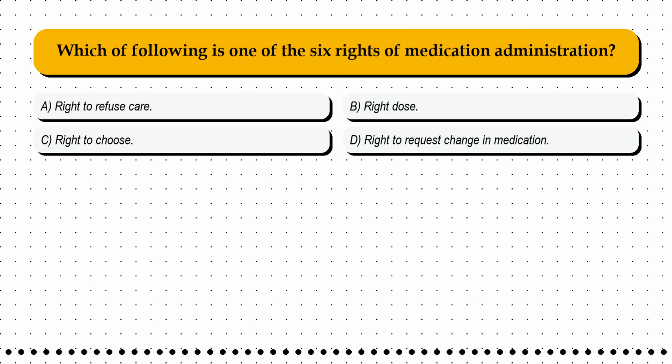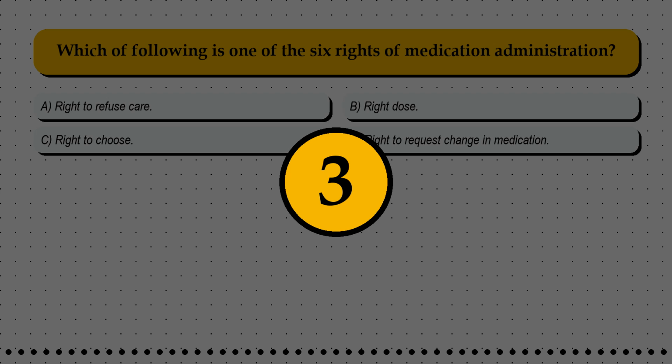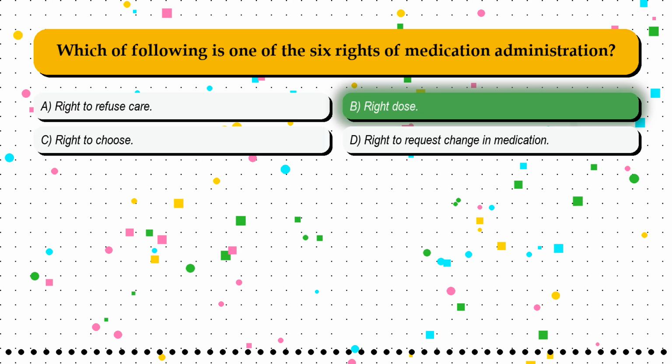Question 322. Which of the following is one of the 6 rights of medication administration? Option A, right to refuse care. Option B, right dose. Option C, right to choose. Option D, right to request change in medication. The correct answer is option B, right dose.